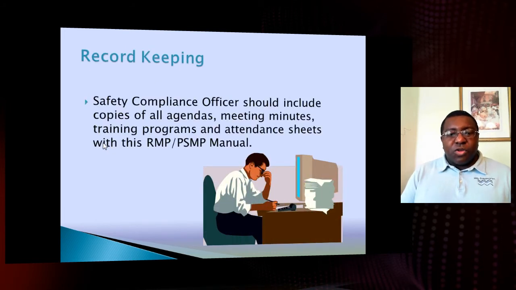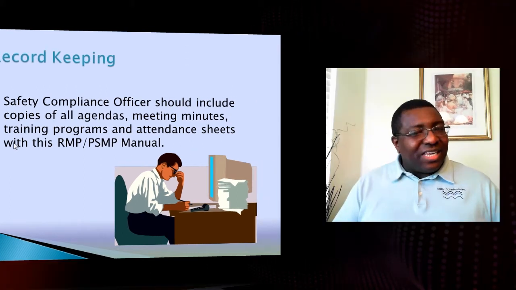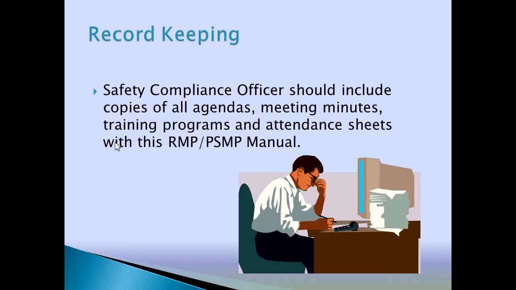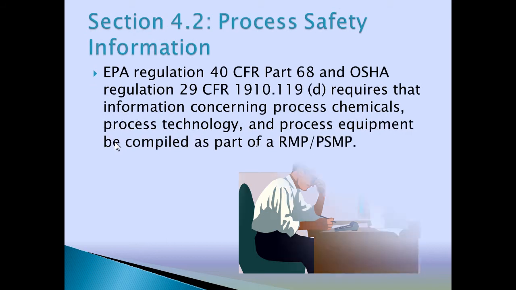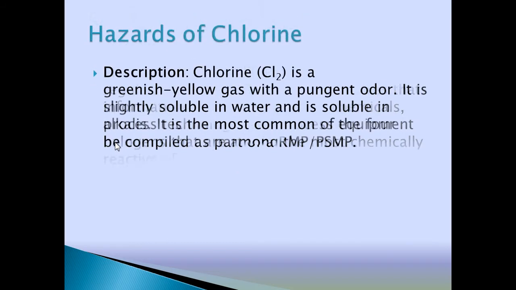You need some good record keeping. That's going to be either your safety and compliance officer or the lead of that program. They're going to have to keep the minutes, the agendas, the training programs, the attendance sheets, the actual risk management plan, and the process safety manuals. Everything is going to be kept by that person, the compliance officer or risk management head, whoever is doing it.